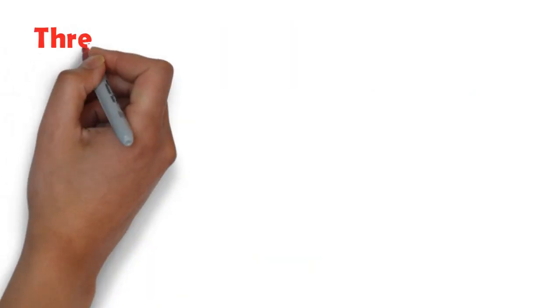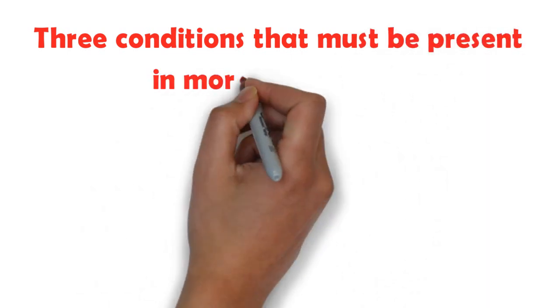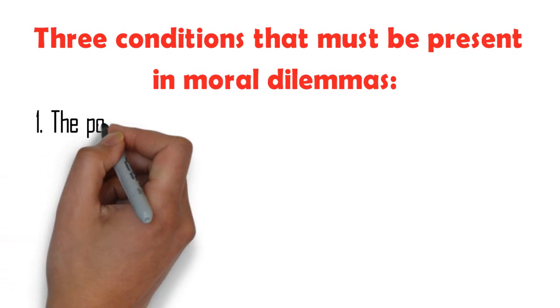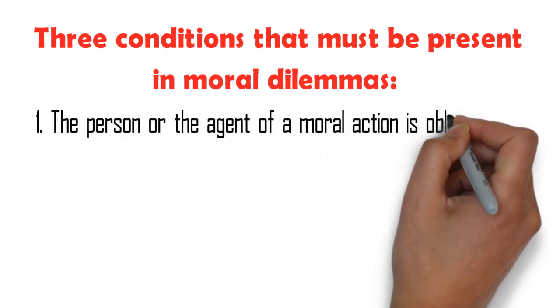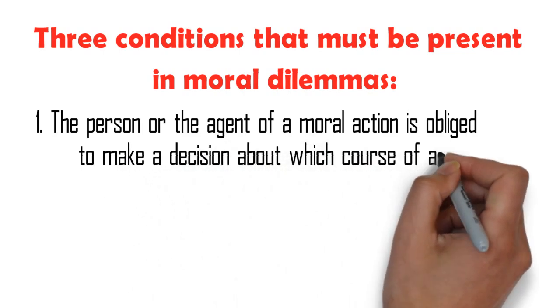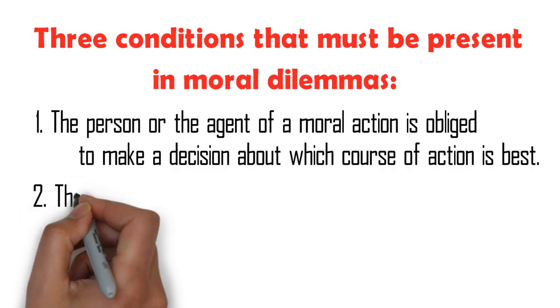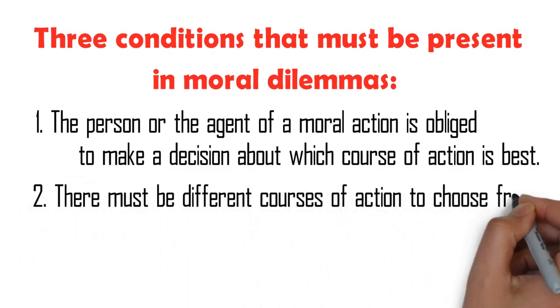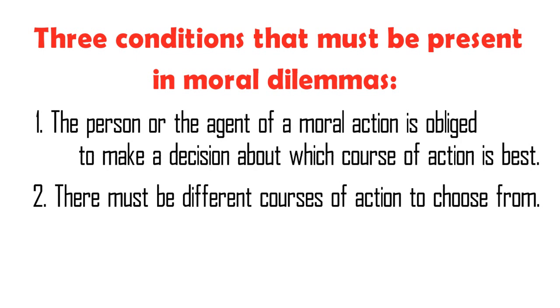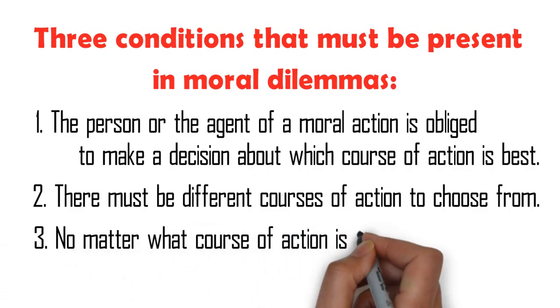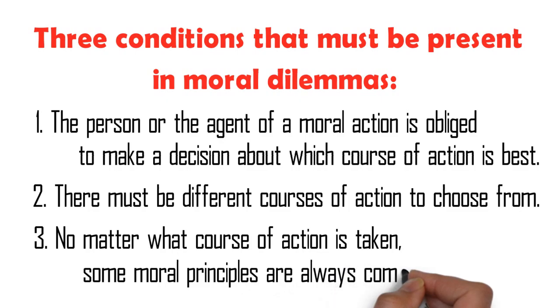According to Karen Allen, there are three conditions that must be present for situations to be considered moral dilemmas. First, the person or the agent of a moral action is obliged to make a decision about which course of action is best. Here, the moral agent must choose the best option and act accordingly. In Lindsay's case, she may opt to abort the fetus as the best course of action. Second, there must be different courses of action to choose from. Hence, as already pointed out, there must be two or more conflicting options to choose from for moral dilemmas to occur. And third, no matter what course of action is taken, some moral principles are always compromised.